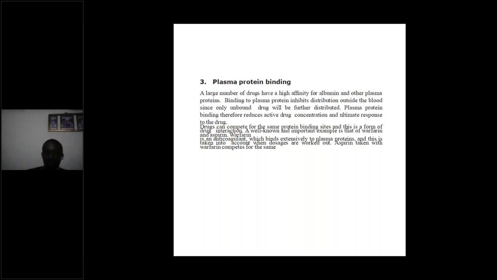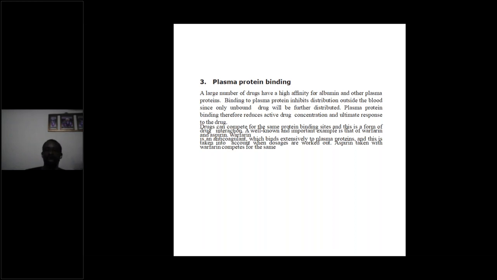So what's happening is that when you give a drug and it has a very high affinity to albumin, then albumin will bind to the drug. And when albumin binds to the drug, then it becomes very difficult for the drug to be distributed, do you get it, to the other areas that you want it to get to effect its therapeutic effect. Okay, so this plasma binding protein like albumin will reduce active drug concentration and also reduce the ultimate response of the drug.